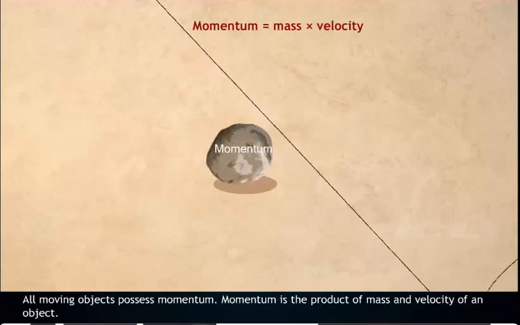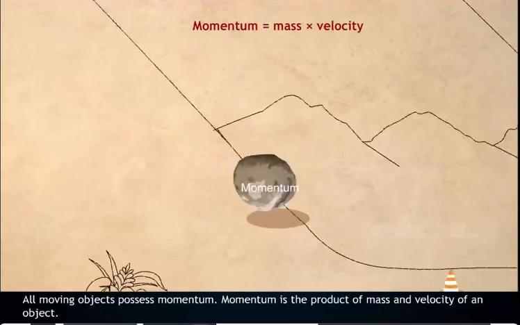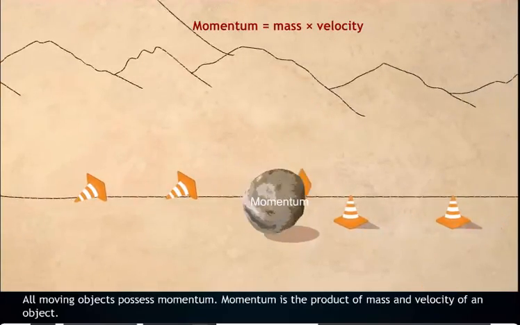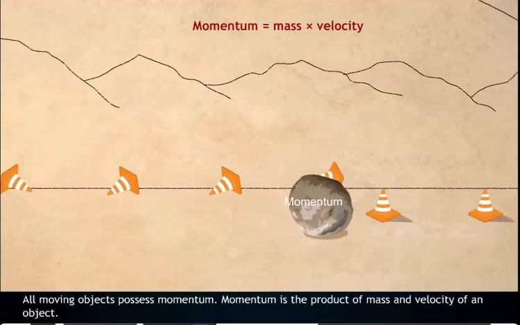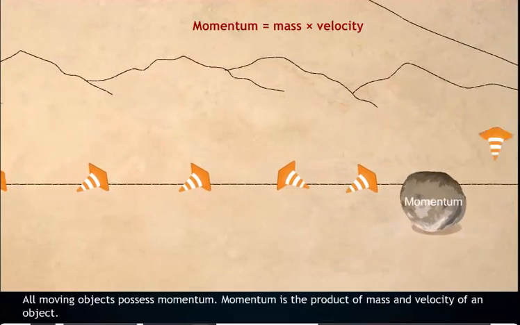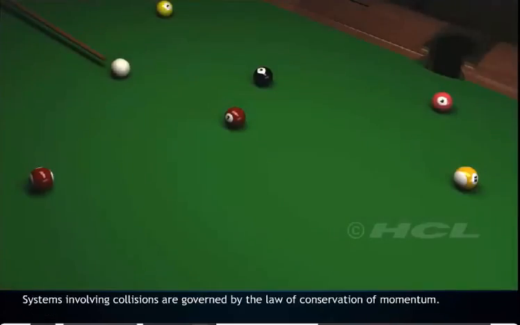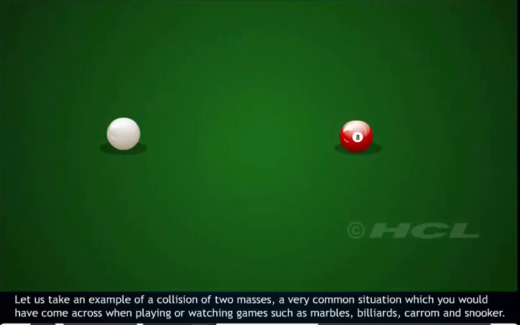All moving objects possess momentum. Momentum is the product of mass and velocity of an object. Systems involving collisions are governed by the law of conservation of momentum.